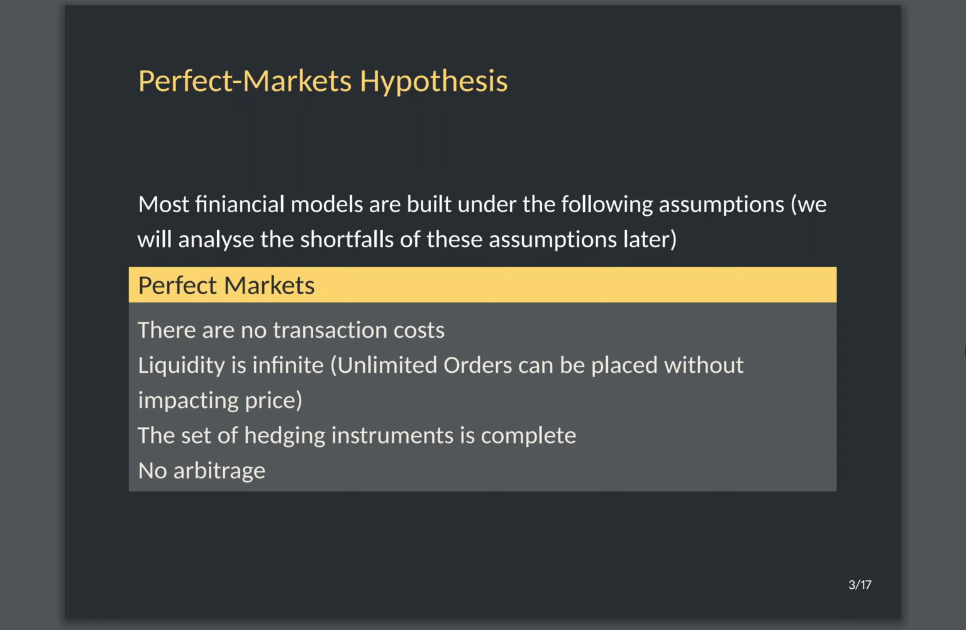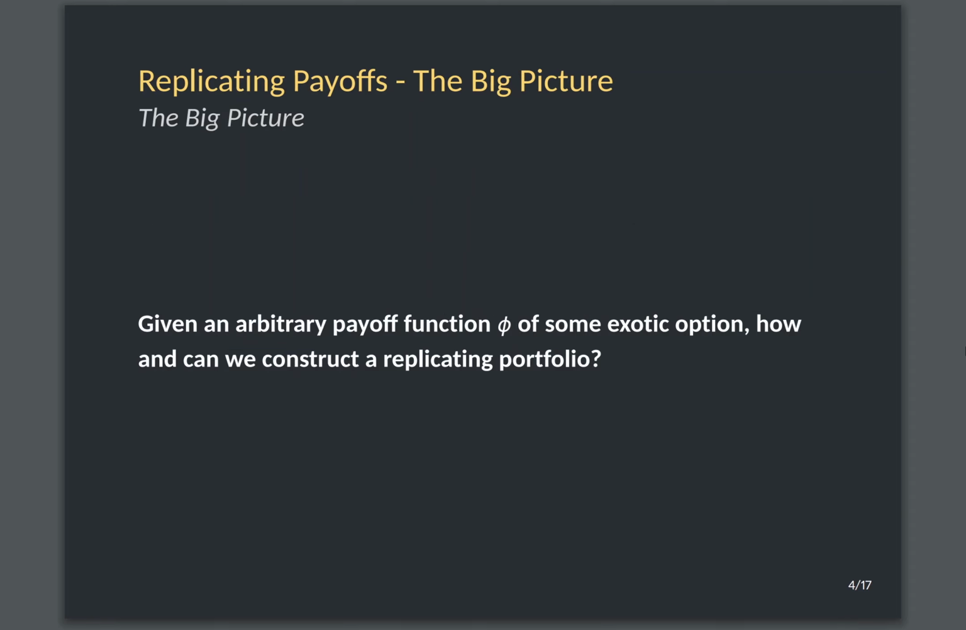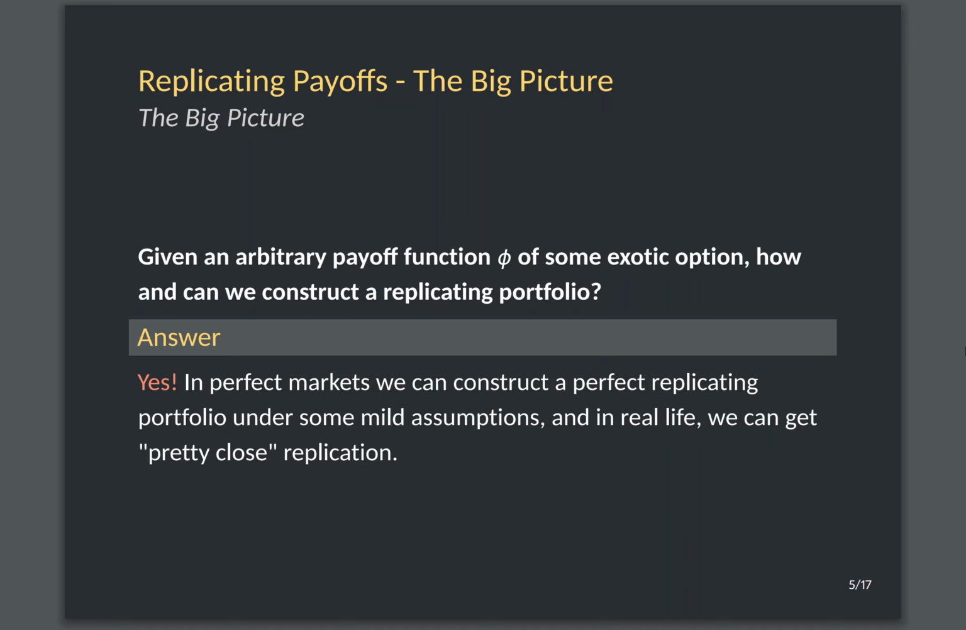With the appropriate financial background, that brings us to the main topic of today's video. Given an arbitrary payoff function phi of some exotic option, how and can we construct a replicating portfolio? Well, the short answer is yes, we can. In perfect markets, we can construct a perfect replicating portfolio under some mild assumptions. And in real life, we can get a pretty close replication, namely a sort of discrete approximation of the perfect market portfolio. To answer this key problem, we take a detour and examine butterfly spreads.